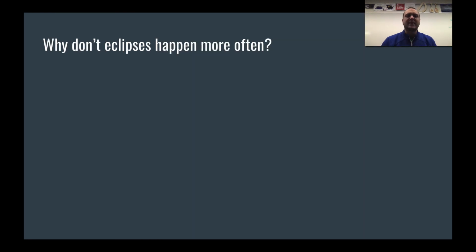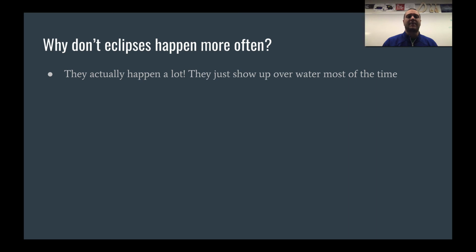Which kind of brings you, right? Why don't we get more eclipses? Why don't they happen more often? And the truth is they actually happen quite a bit. You can look up plenty of maps that show, yep, here's a solar eclipse, and here's a lunar eclipse, and here's a solar, and here's a solar, right?